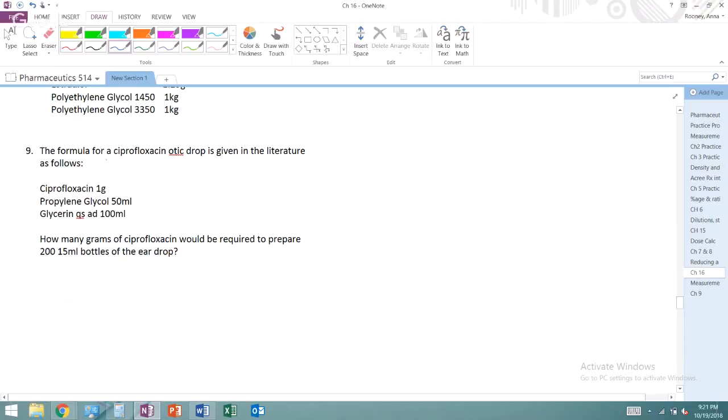Sorry, the formula for ciprofloxacin otic drop is given in the literature as follows: 1 gram ciprofloxacin, propylene glycol, and then glycerin made to 100 milliliters. So, how many grams of the ciprofloxacin would be required to prepare 200 15-milliliter bottles? So, 200 bottles, and they're each 15 milliliters. Milligrams, milliliters.